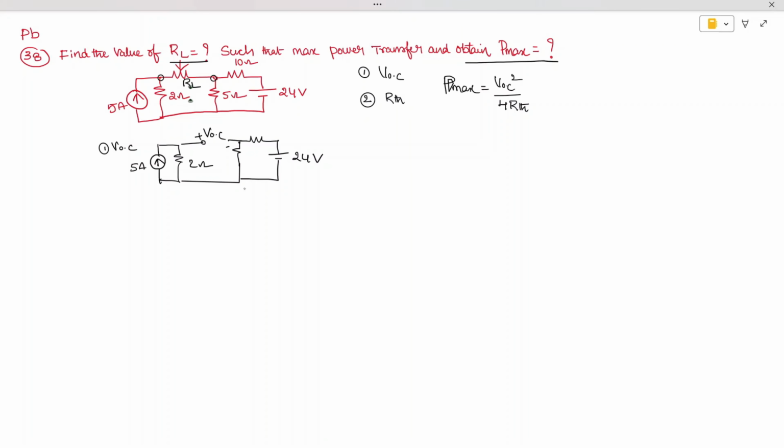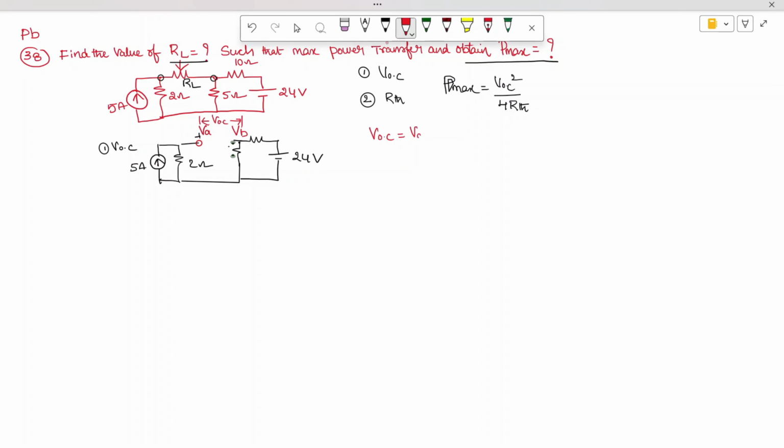So now I am skipping this VOC and writing it here. The VOC is removed, and here we go. I'm writing this as node A and this as node B, and the voltage between them is nothing but VOC. Therefore VOC is equal to the voltage at node A minus the voltage at node B. So now I require the value of VA as well as VB.